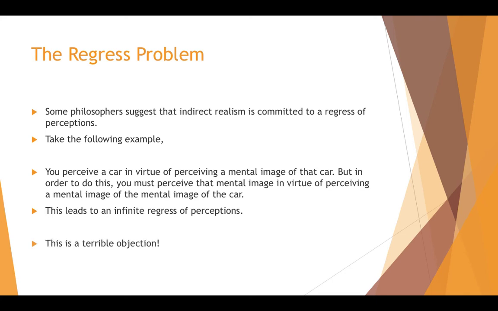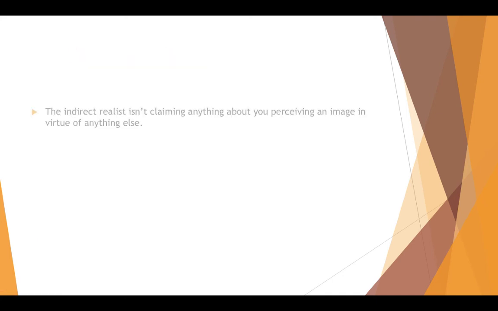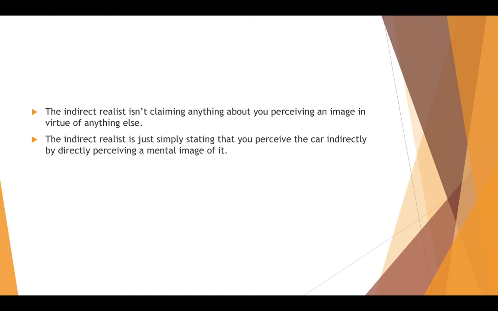It's quite a bad objection, because it's effectively creating a straw man of the sense data theory. This isn't actually what sense data theory suggests, and then it's using that to try and disprove it, which isn't valid. The indirect realist isn't claiming anything about perceiving an image in virtue of anything else. The indirect realist is simply stating that you perceive the car indirectly by directly perceiving a mental image of it. There's nothing about something being in virtue of something else. So that's where the infinite regress problem falls down.